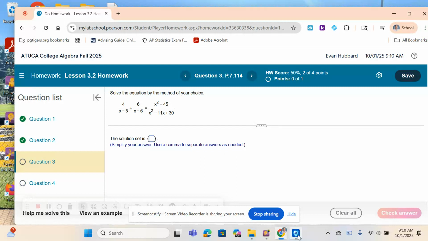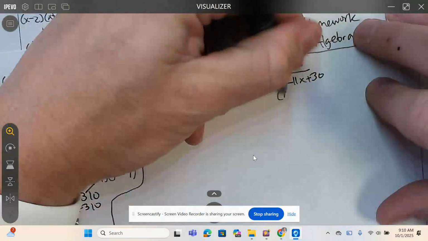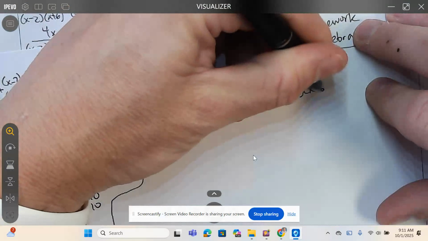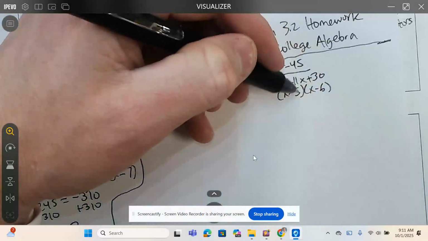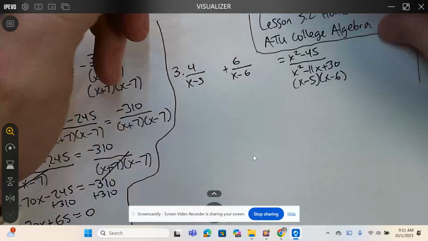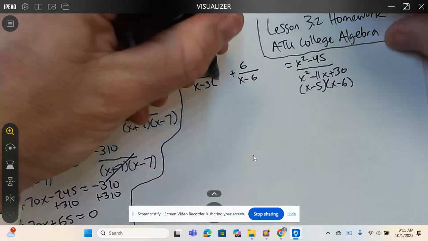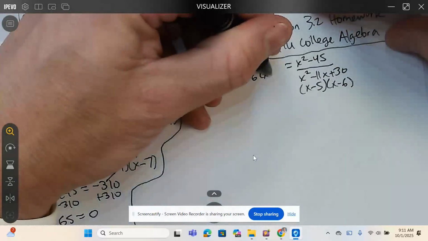So I'll write this down. I'm going to factor this. x minus 5, x minus 6. What multiplies to 30? Now it's negative 11. Negative 5 times negative 6 is 30. Negative 5 plus negative 6 is negative 11. So what does this one need? This one needs an x minus 6. This one needs an x minus 5.